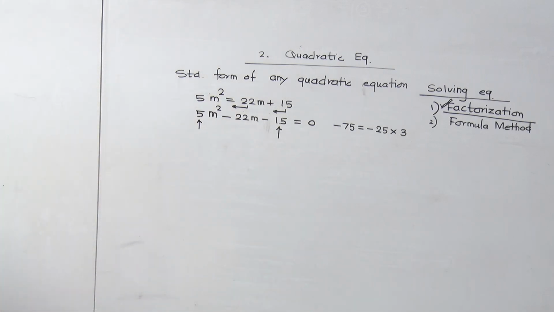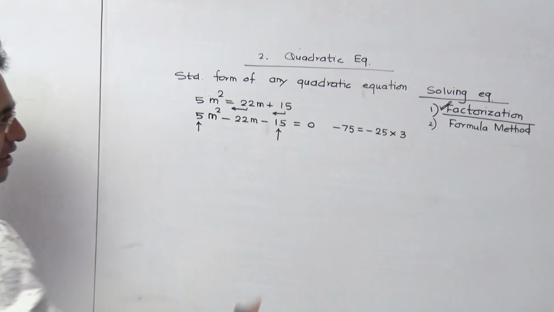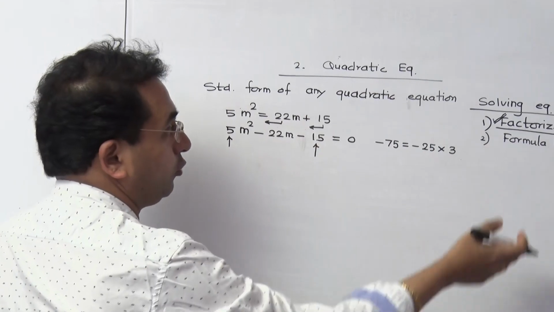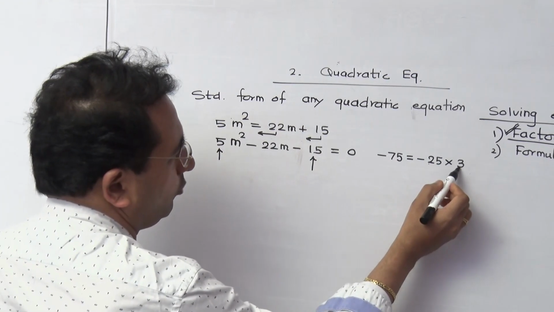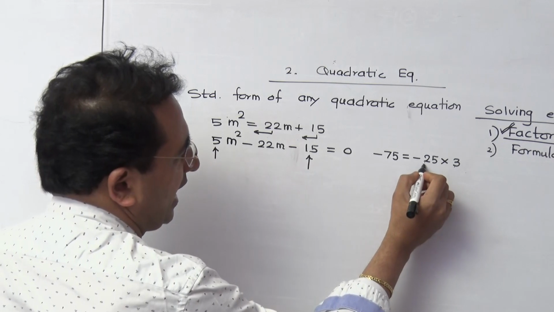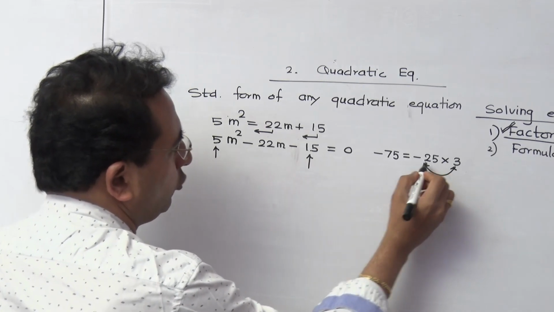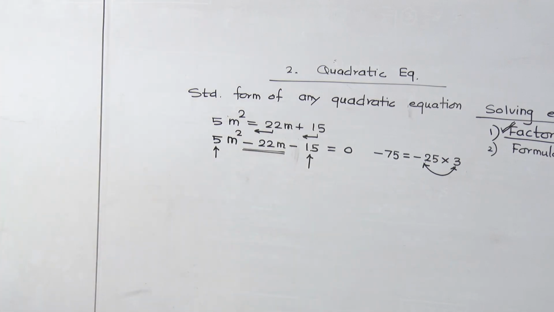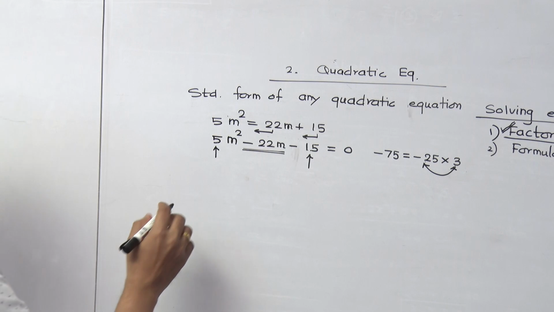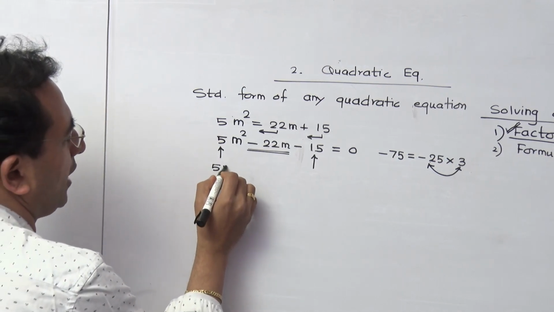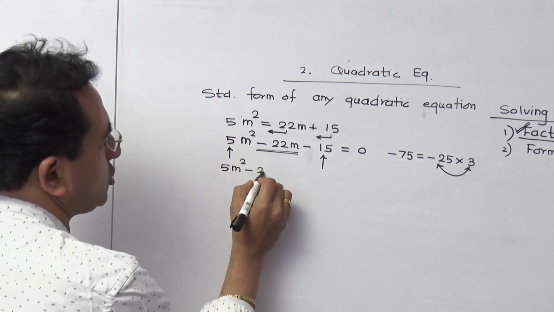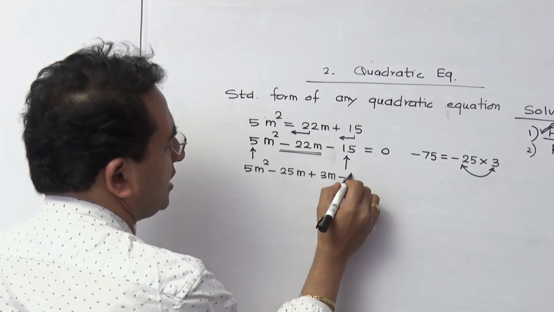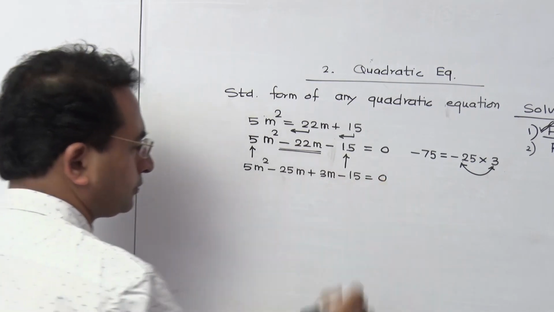This combination is always unique. That means if one student is getting this combination, another student cannot get a different one, because the product should be minus 75, but the addition of these numbers should also match. There is one and only one combination like this. So we can write 5m square minus 25m plus 3m minus 15 is equal to 0.